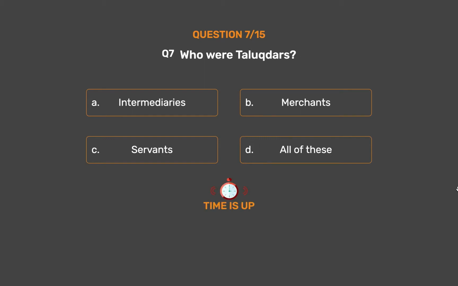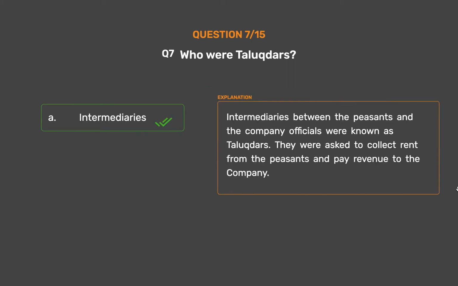The correct answer is Option A. Intermediaries. Intermediaries between the peasants and the company officials were known as Talukdars. They were asked to collect rent from the peasants and pay revenue to the company.